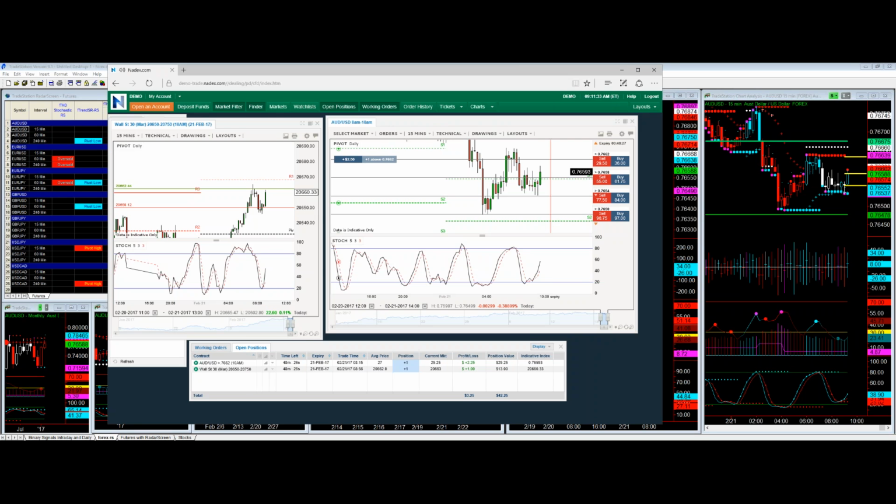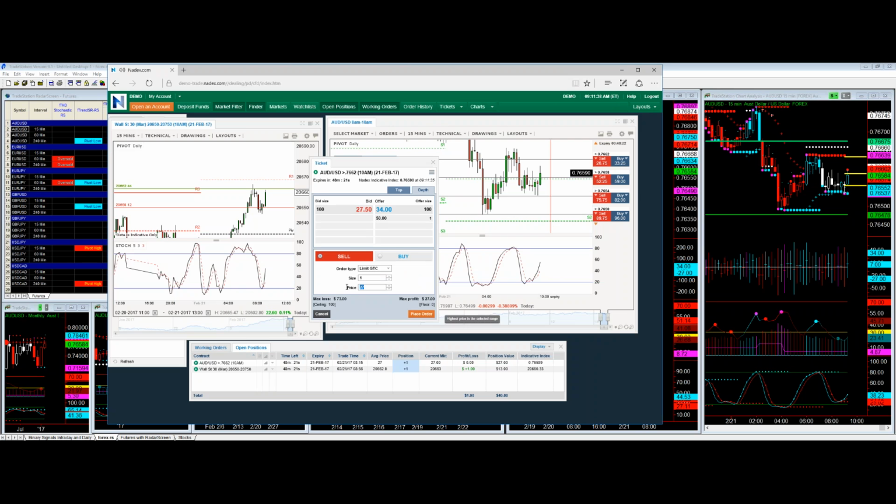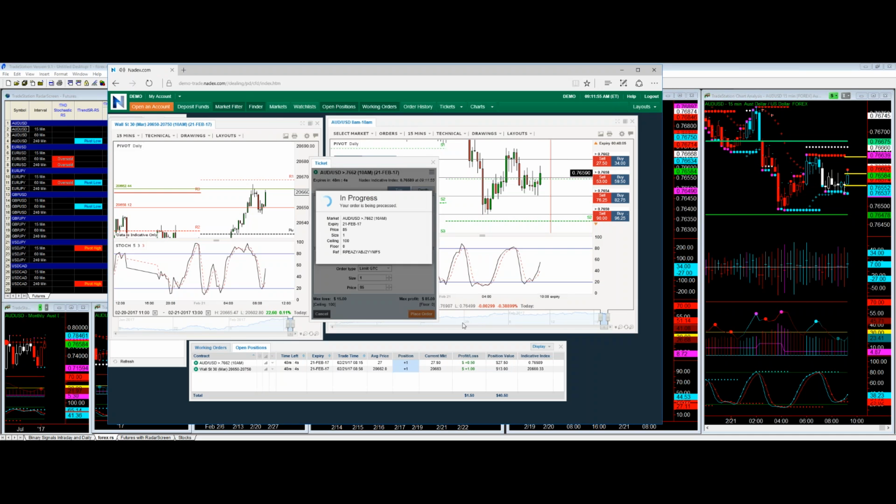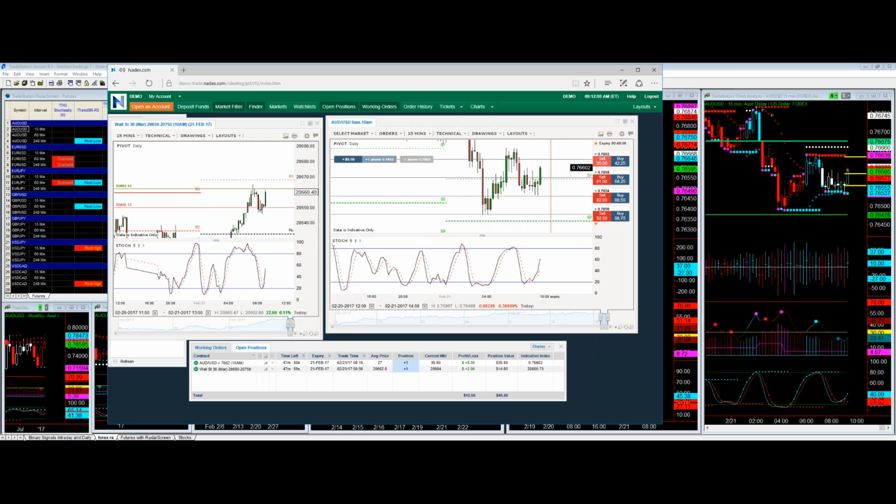Okay, the Aussie's trying to move in our favor, and I'm going to go ahead and set a profit target. Now, I know I'm long because it says plus one. I have to go up in price, so I'm going to set a profit target at 85. If the premium on this gets to 85, and it's up here at 76.62, if the sale gets to 85, then if there's a seller there, it will fill the order.